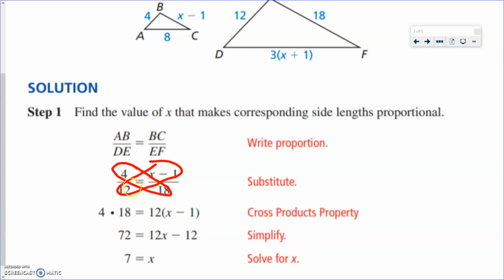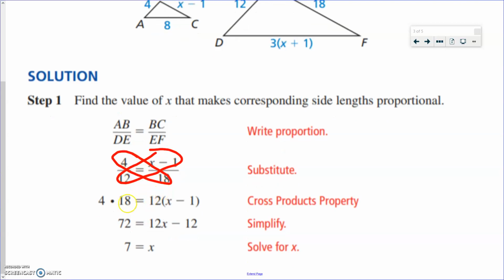The way we do that is we go 4 times 18, and then 12 times x minus 1 in parentheses. 4 times 18 gives us 72. The 12 gets distributed to everything in here, so we get 12x minus 12. I'm going to write it over here so we can see it a little bit better. We get 72 equals 12x minus 12.